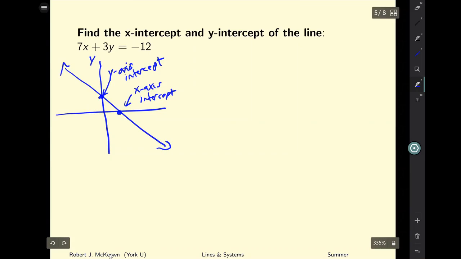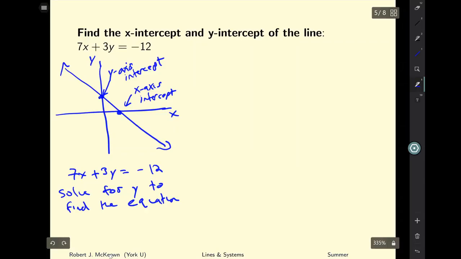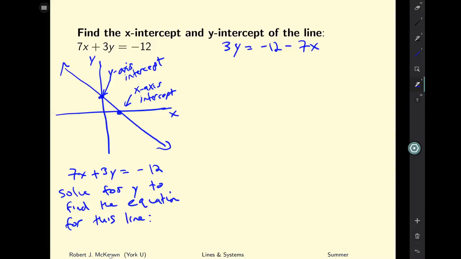Now remember that the north-south axis is our y-axis, and the east-west is our x-axis. So if I have 7x plus 3y is equal to negative 12, I can find the equation of the line by solving for y. So solve for y to find the equation for this line. And so I could rewrite this as 3y is equal to negative 12 minus 7x. I'm essentially subtracting 7x off both sides of the expression. And then y is going to be equal to 12 plus 7x over 3. And that whole thing is going to have a negative sign in front of it.